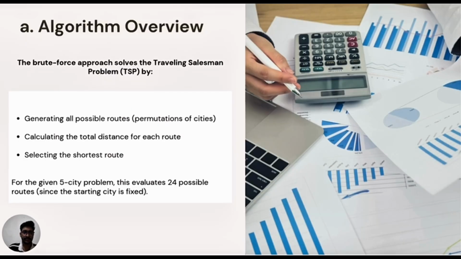Today I am going to explain the algorithm analysis for the brute force TSP solution. First of all is the algorithm overview. The brute force approach solves the traveling salesman problem by generating all possible routes, the permutations of cities, calculating the total distance for each route, and then selecting the shortest route. For the given 5-city problem, this evaluates 24 possible routes since the starting city is fixed.